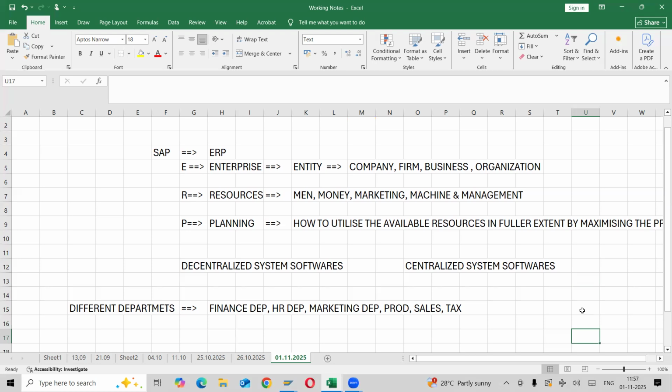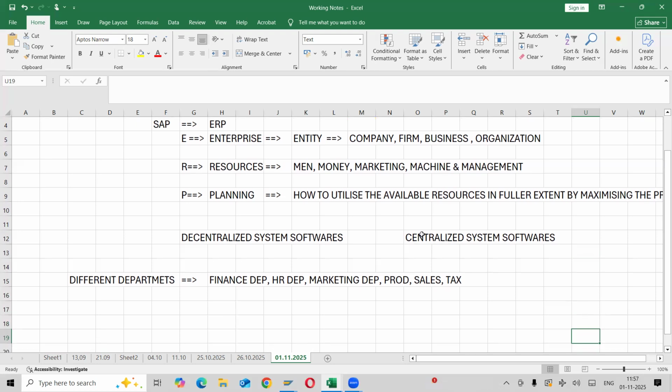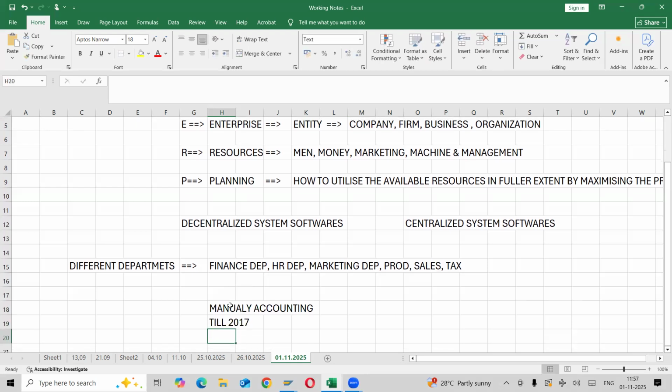Okay. So normally, if I come back to centralized, earlier every finance department used to maintain their accounting manually, till 2017. Normally in India, till 2017, the majority of businesses, small businesses, I should say, not companies. Big businesses had already migrated their accounting to accounting software. But a few small businesses used to maintain their accounting manually.